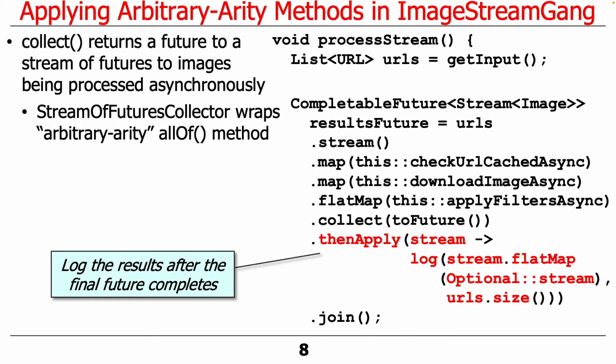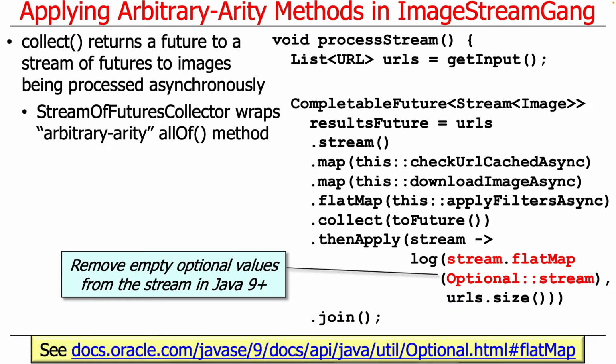And this is kind of an interesting example. If you look here, you can see that we're going to use the flat map method on stream to get rid of all the empty optionals. If you recall, we could have empty optionals here if there were cached images, and this will remove all the empty optionals in the stream.